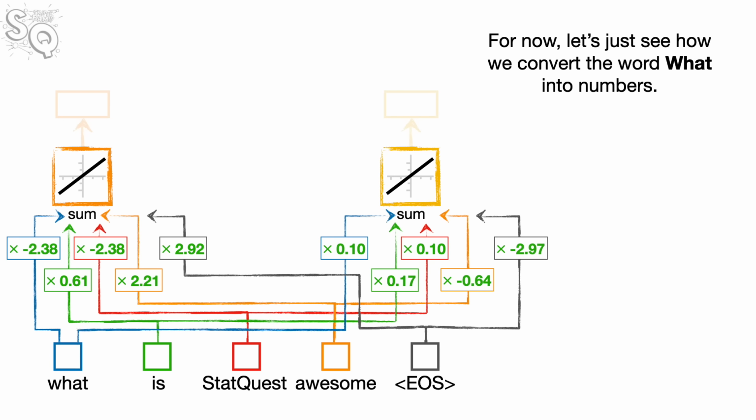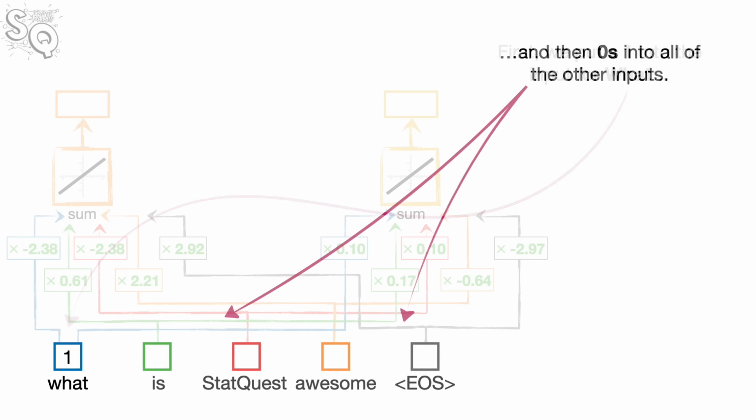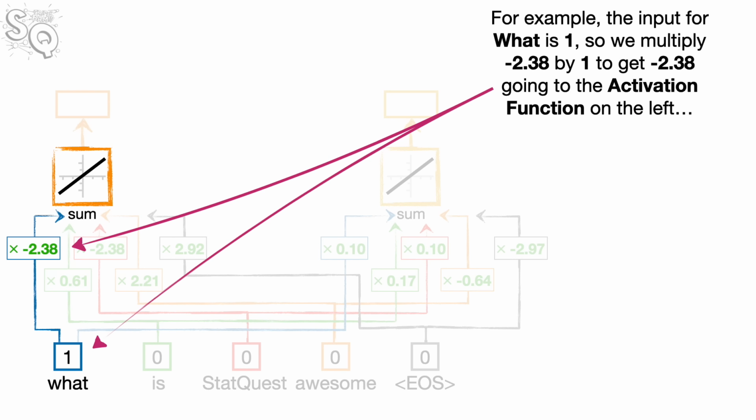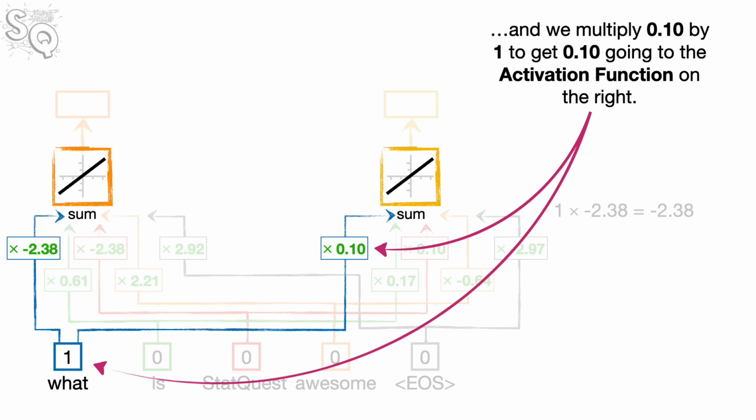For now, let's just see how we convert the word "what" into numbers. First, we put a 1 into the input for "what," and then zeros into all of the other inputs. Now we multiply the inputs by the weights on the connections to the activation functions. For example, the input for "what" is 1, so we multiply negative 2.38 by 1 to get negative 2.38 going to the activation function on the left. And we multiply 0.10 by 1 to get 0.10 going to the activation function on the right.